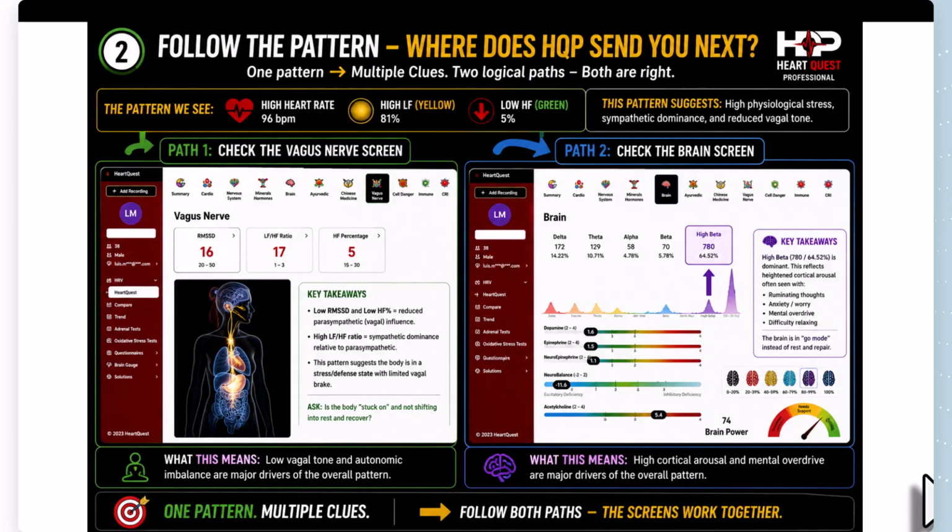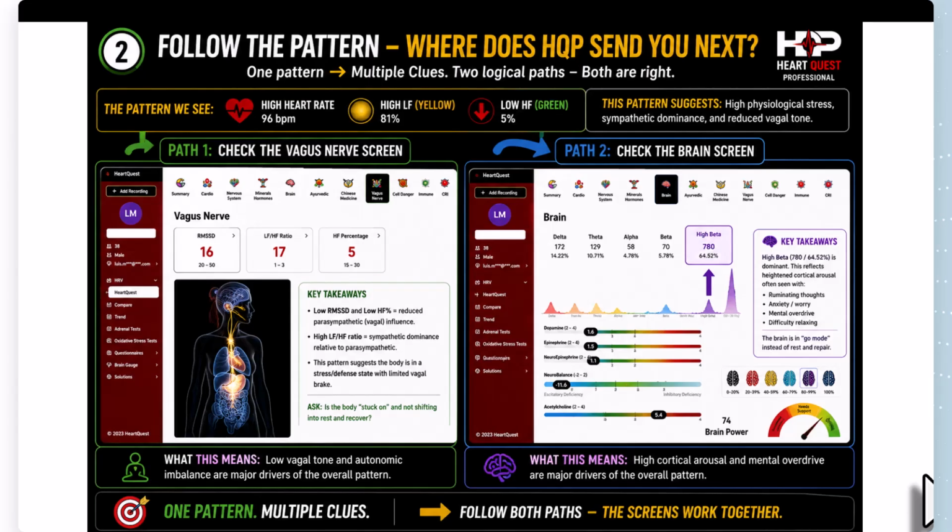So the key takeaway here is low RMSSD and low HF percent. They're going to have reduced parasympathetic vagal influences. They're not going to calm down that system, and probably not going to have good digestion, since that is involved with peristalsis and digestion, which is true for this particular person. They have a high LF to HF ratio, so their sympathetic dominance relative to parasympathetic.